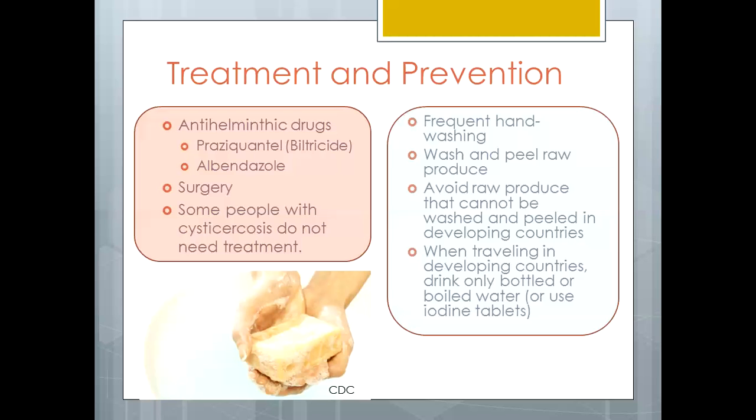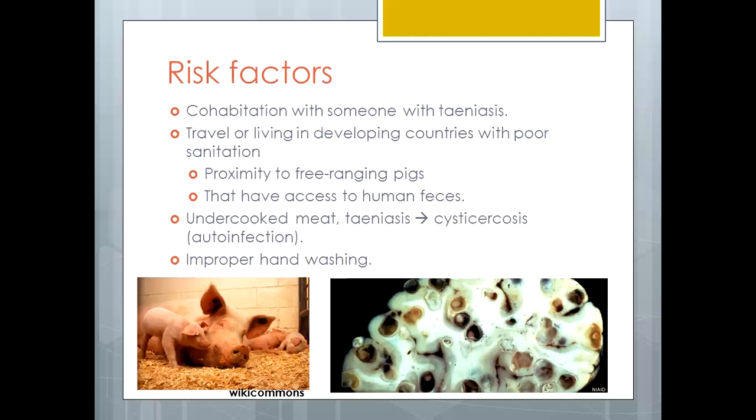Ways to prevent infection are frequent hand washing, especially before preparing food and after going to the bathroom, and washing and peeling raw produce. Especially when traveling in countries that are endemic to T. solium, you want to avoid raw produce that cannot be washed and peeled, and avoid drinking dirty water. Only stick with bottled water or boiled water, not the tap, not ice cubes, that sort of thing.